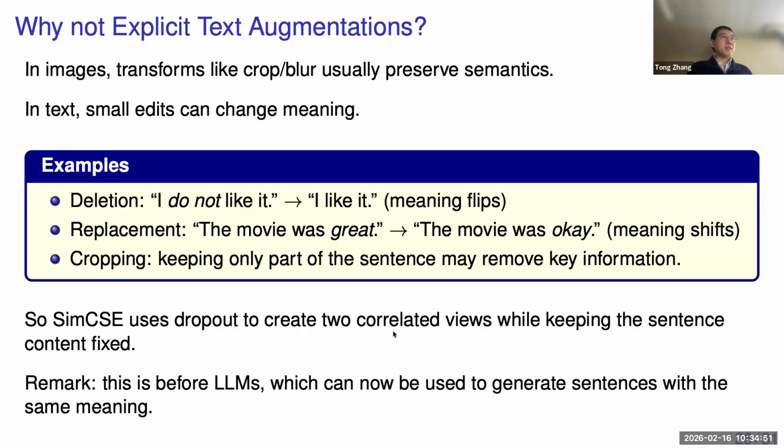So basically this is keeping the sentence context fixed. Yeah, this is before LLMs. With LLMs, I think part of the issue can be addressed. But you could use them, and you still may generate text that is not diverse enough, and so on. But nevertheless, that's basically what it is.